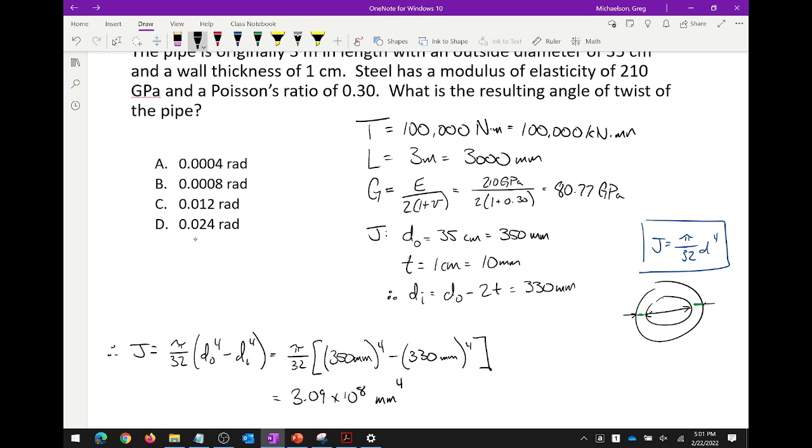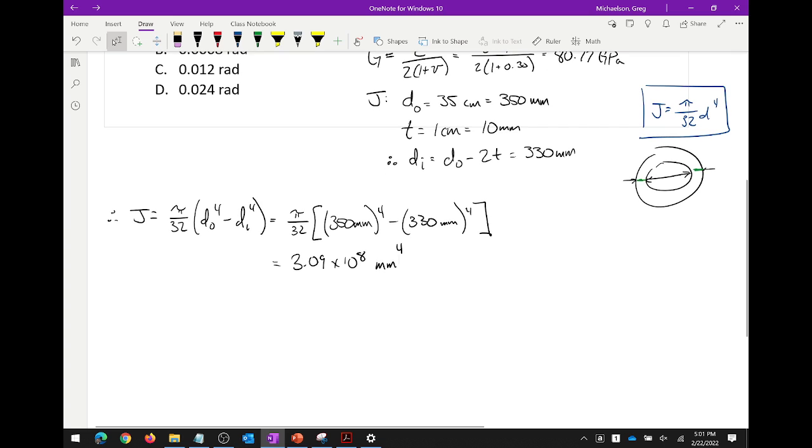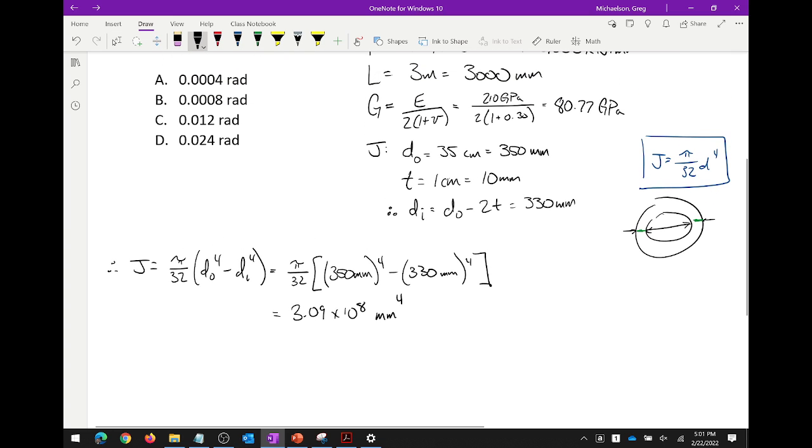Make sense? So don't think that we're getting into the 4th dimension. Warping constants are inches to the 6th, but it's not like we're in the 6th dimension or anything. Okay, so now we've got the angle of twist as TL over GJ. So I think this was 100,000 kilonewton millimeter.